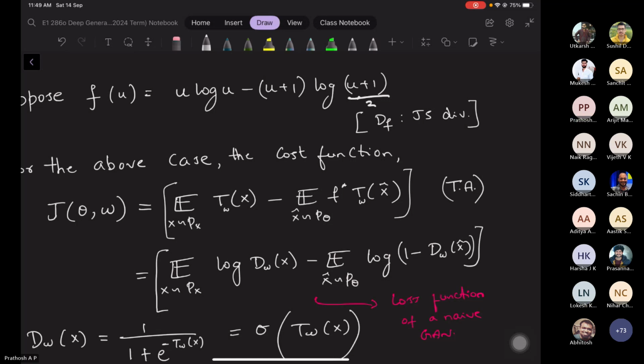Got it? In general, it's called a critic, right? I mean, it can be anything. But in this particular case, because it gives you a value between 0 and 1, you can interpret that as a classifier. That is another interpretation that I give you.